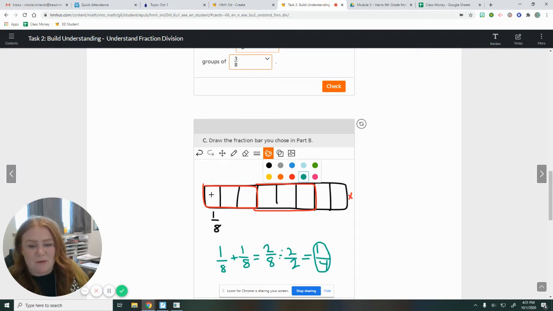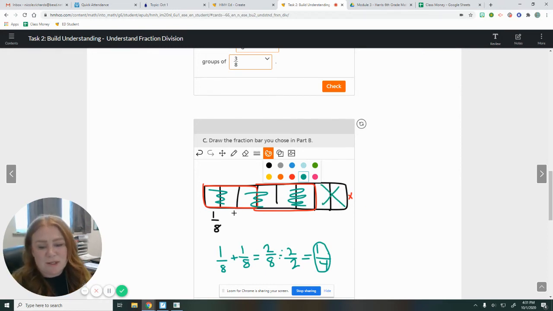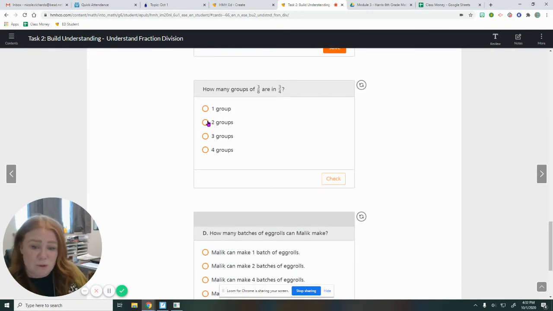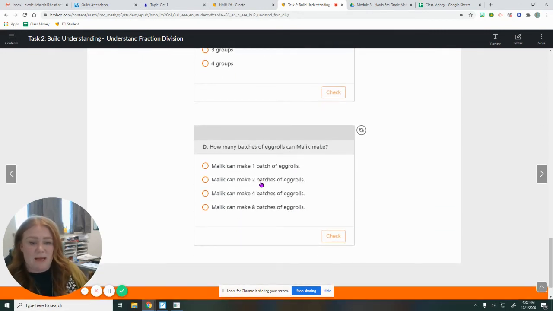So, and I had 3/4. So here's 1/4, 2/4, 3/4. So I didn't even have these ones, so I couldn't possibly use those. So it looks like I can come up with 1, 2 groups when I have 3/4 and I cut them into groups of 3/8. So we can have 2 groups and make 2 batches here.